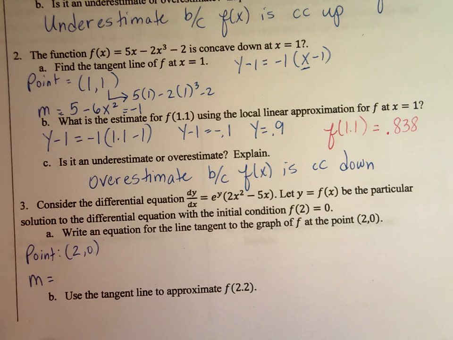Now, to come up with the slope, what you're doing is you are finding the derivative and then plugging your value of x is 2, y is 0 into the derivative.